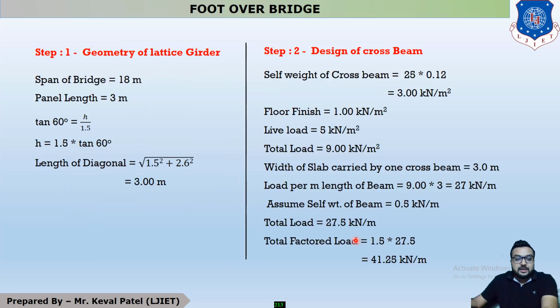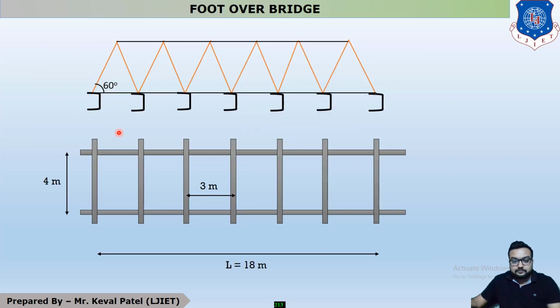Now your step number 1 is the geometry of lattice girder, in which span of bridge is 18 meter and panel length is 3 meter. If this length is 3 meter, then this length is also 3 meter, because this is an equilateral triangle. First of all, we have to find out the height of truss. This height h is your unknown. If this length is 3 meter, then half of this length is 1.5 meter. So we will use the sine theta equation.